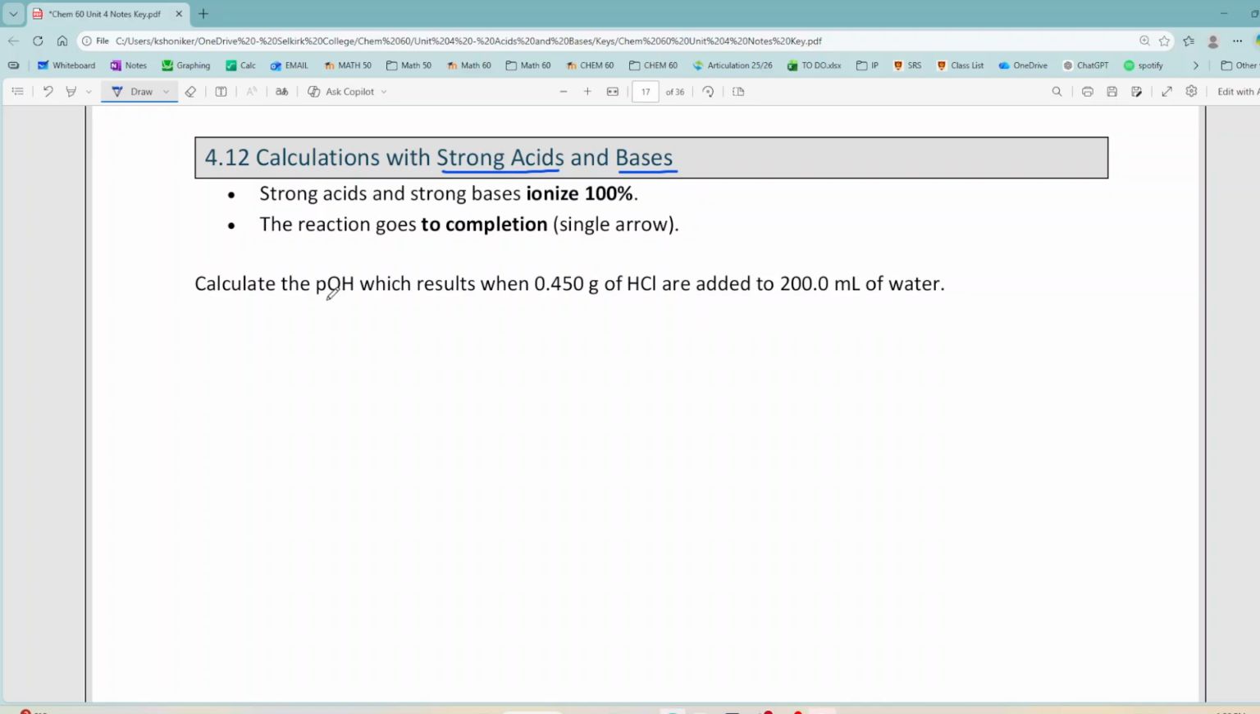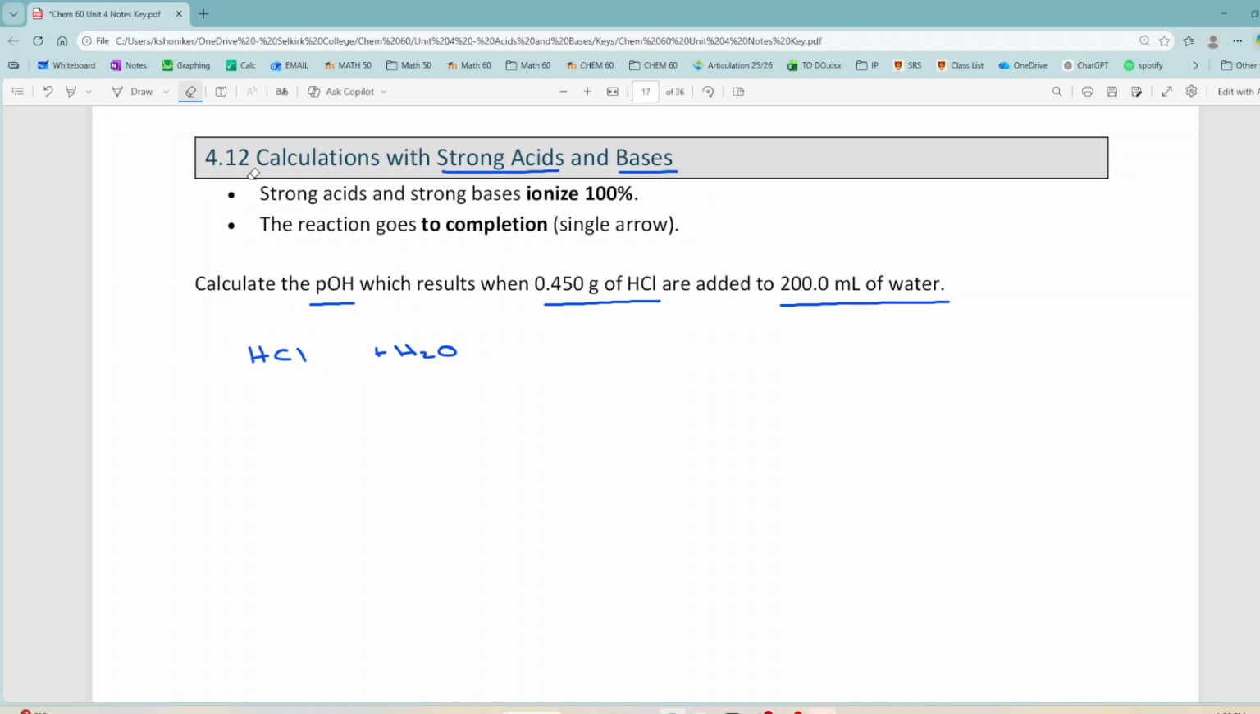video, we are going to be simply calculating pOH or pH or something along those lines, which results when 0.450 grams of hydrochloric or hydrogen chloride are added to 200 mL of water to become hydrochloric acid. The thing that we're going to look at here is that when you put hydrogen chloride in some form in water, so I don't really need to include states here because we don't actually know what form the hydrogen chloride is in, it is going to ionize to hydronium and chloride ions.